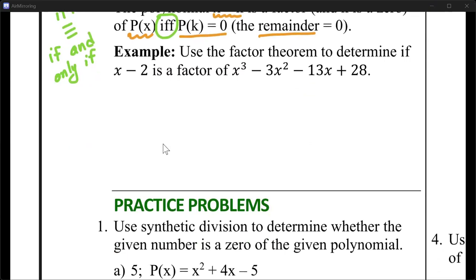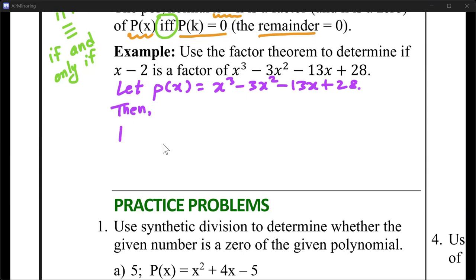Let us use the factor theorem to determine if x minus 2 is a factor of that. Okay. So what do we need to do? We need to compute p of 2. The polynomial is simply stated like that. So I'm going to say let p of x equal that polynomial, x cubed minus 3x squared minus 13x plus 28.